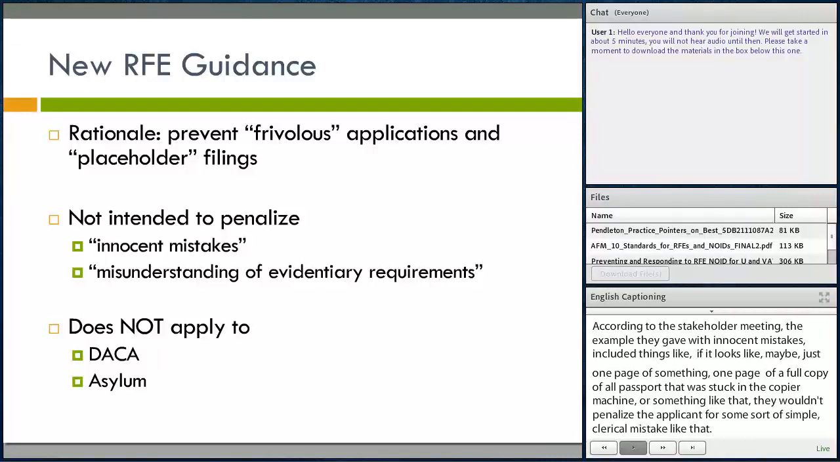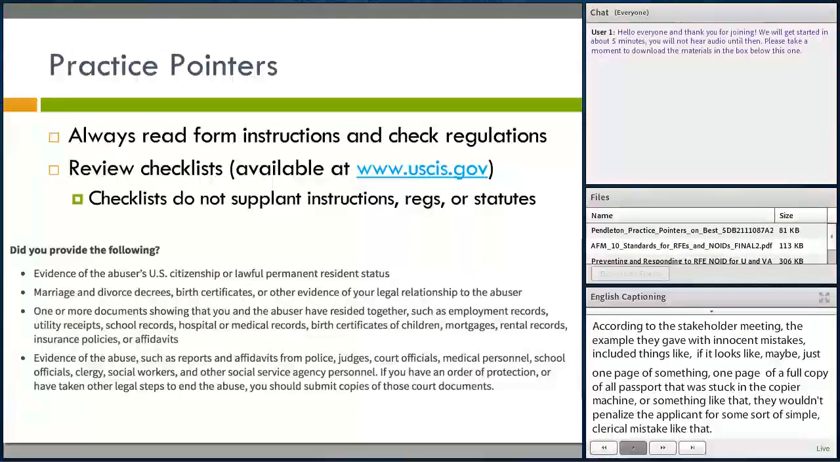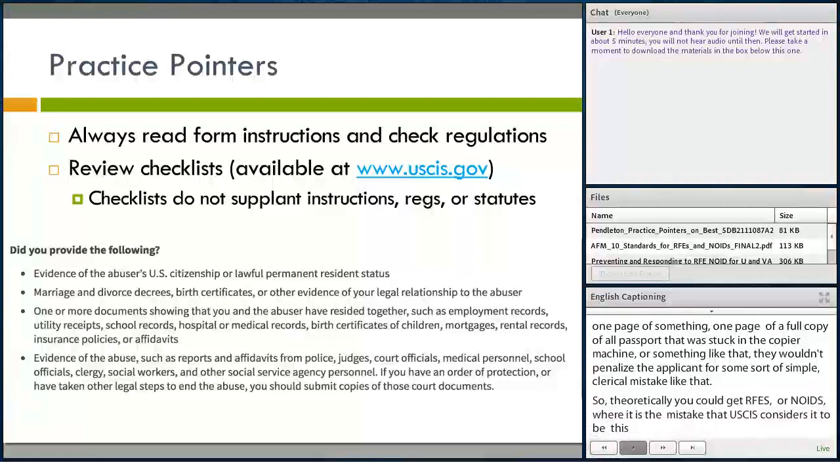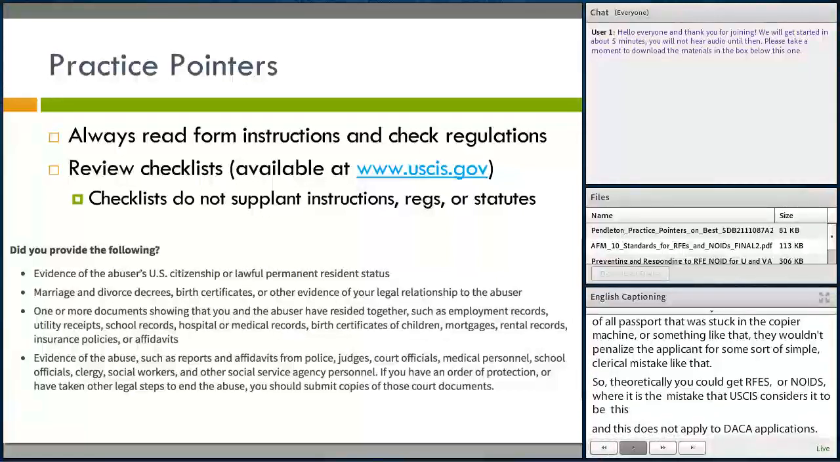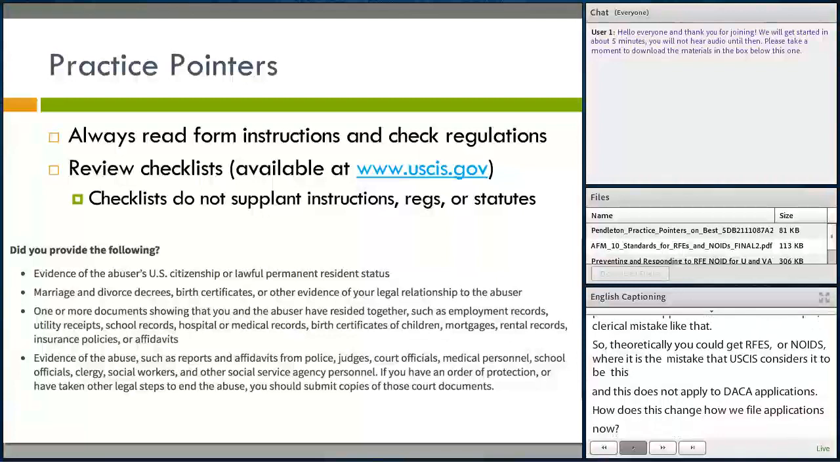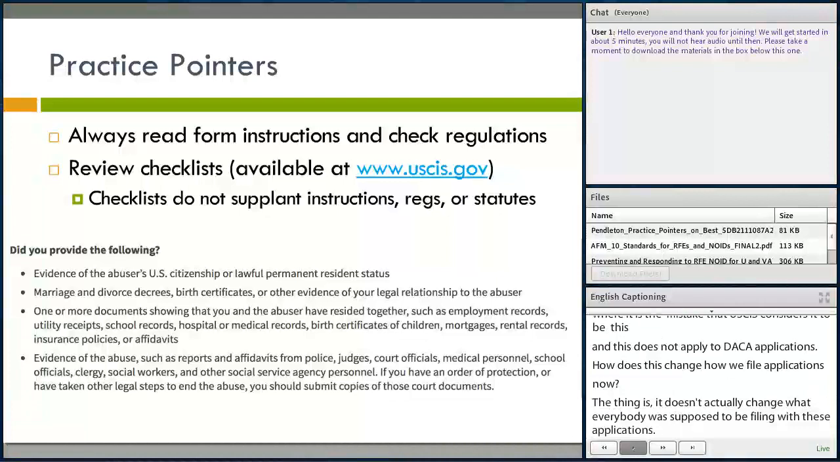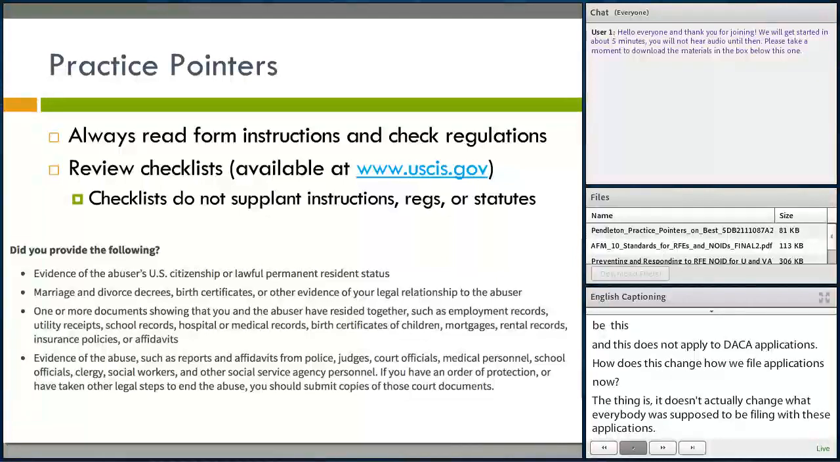It's also important just to note that this guidance does not apply to DACA and asylum applications. Okay? Right. So how does this change how we file applications now? So the thing is, it doesn't actually change what everybody was supposed to be filing with these applications, right? The requirements for the application packets remain the same. What has changed is what USCIS will do about it if your application packet is incomplete.